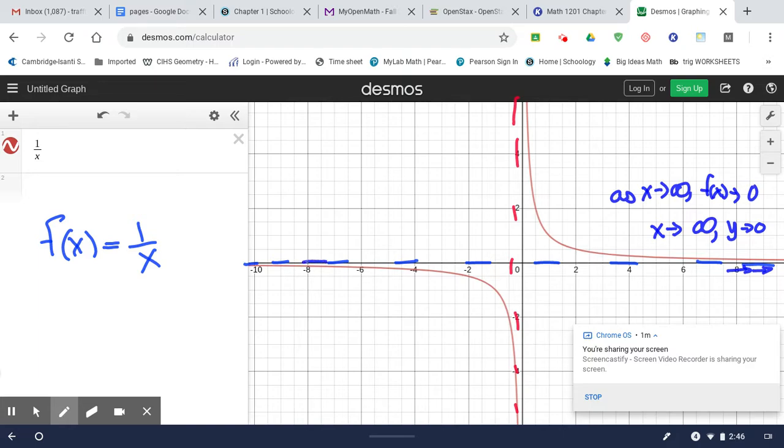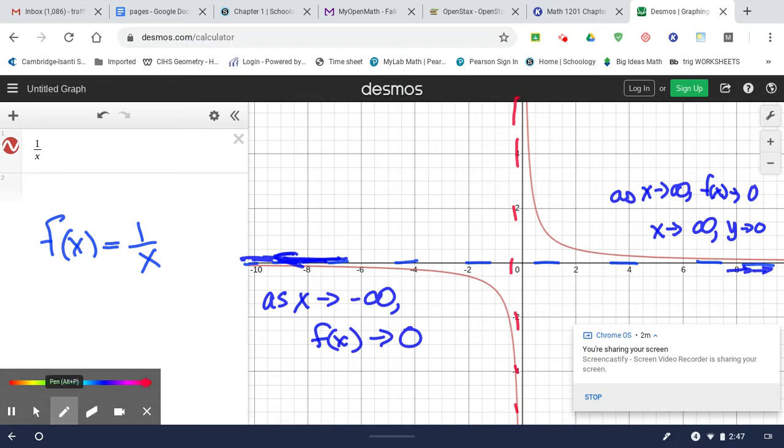What happens as x goes to negative infinity? That's over on this side over here. So as x goes to negative infinity, it gets bigger and bigger and bigger. What is y doing? Well, y, or f of x, is going to 0. Okay, that's along the horizontal.